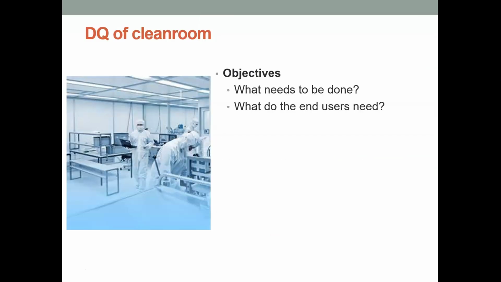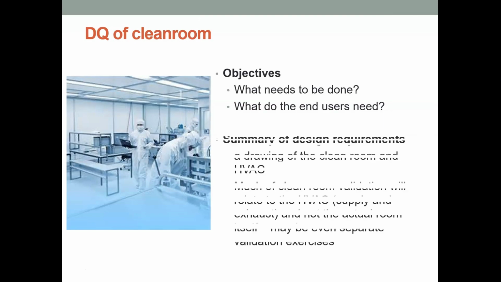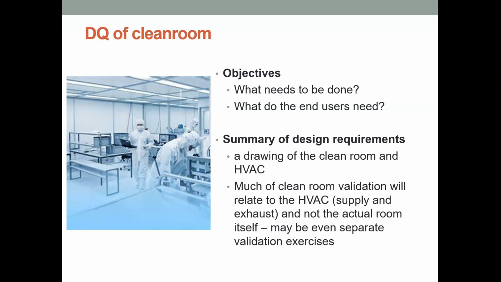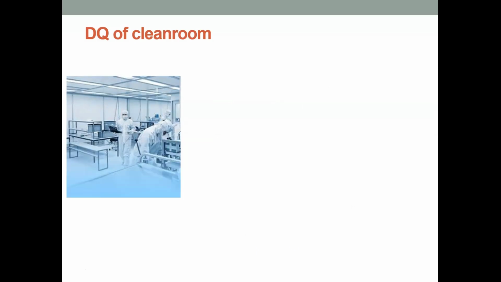DQ of your clean room, so design qualification. Your objectives are what needs to be done and what do the end users need, and that's your job to find out. So the summary of the design requirements. You need a drawing of the clean room and the HVAC, so the air conditioning system. And much of the clean room validation will relate to the HVAC. So the supply and the exhaust will be really important, and not the actual room itself. That might even be a separate validation exercise.